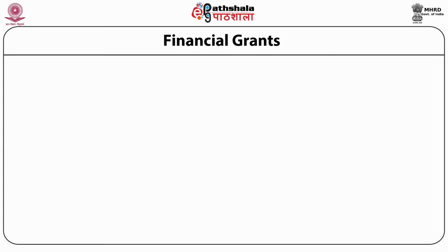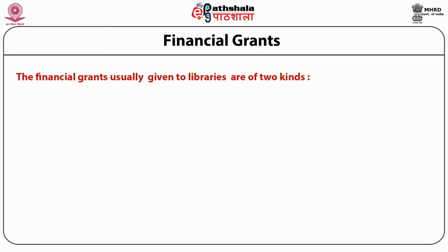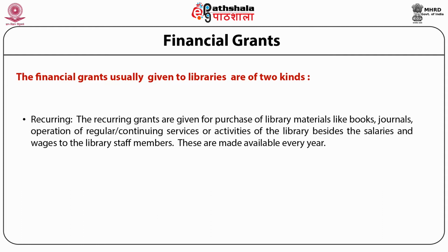Financial grants. The financial grants usually given to libraries are of two kinds, namely recurring and non-recurring. The recurring grants are given for purchase of library materials like books, journals, operation of regular or continuing services or activities of the library, besides the salaries and wages to the library staff members. These are made available every year.